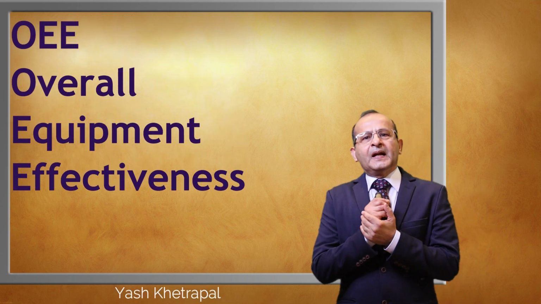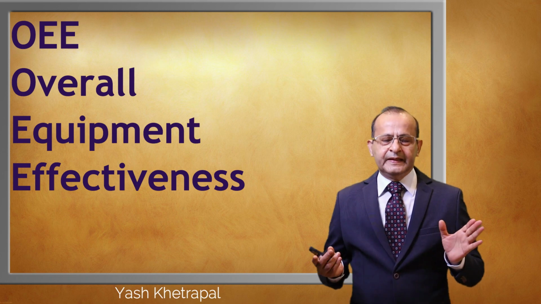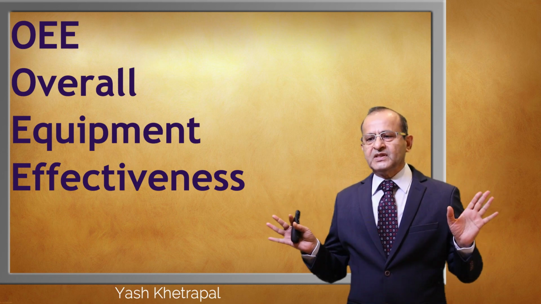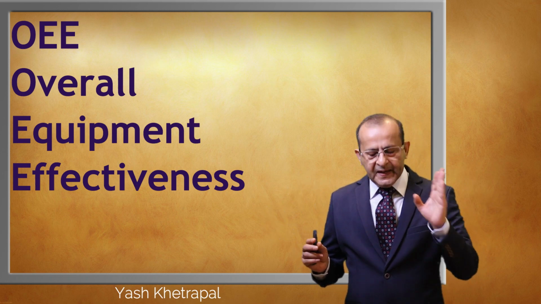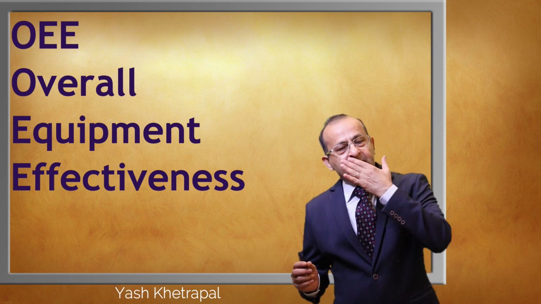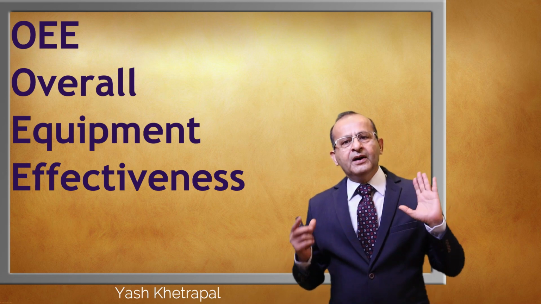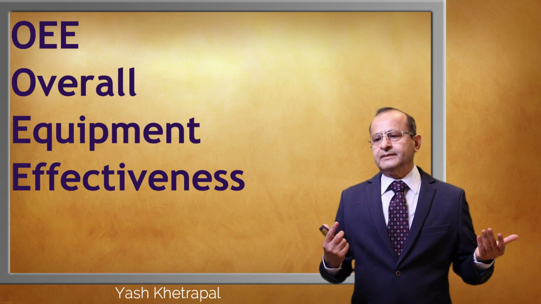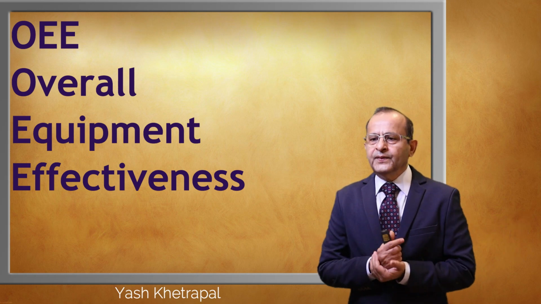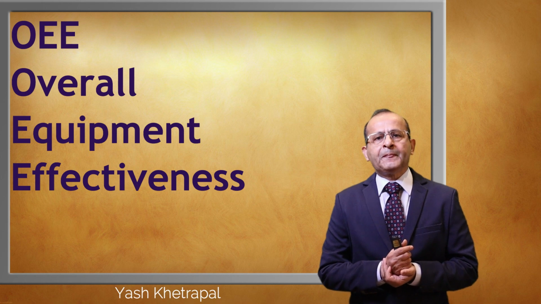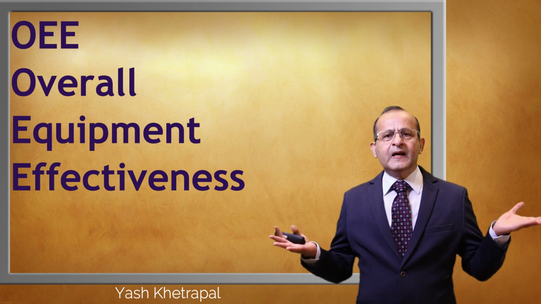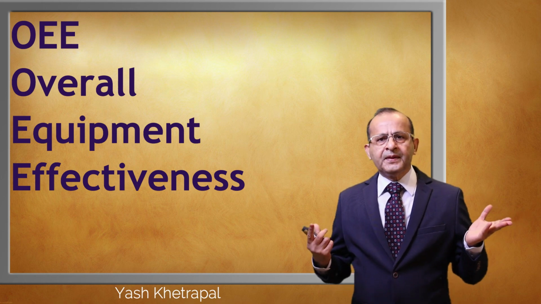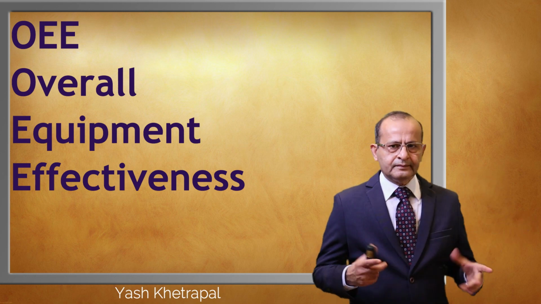OEE, overall equipment efficiency or effectiveness. They are one and the same thing. There is no difference. Every time there is a review, top management wants to know how much the OEE is coming for the shop floor, for our machines, lines. How do we know what the OEE level is? How do we measure? What is the measurement parameter?